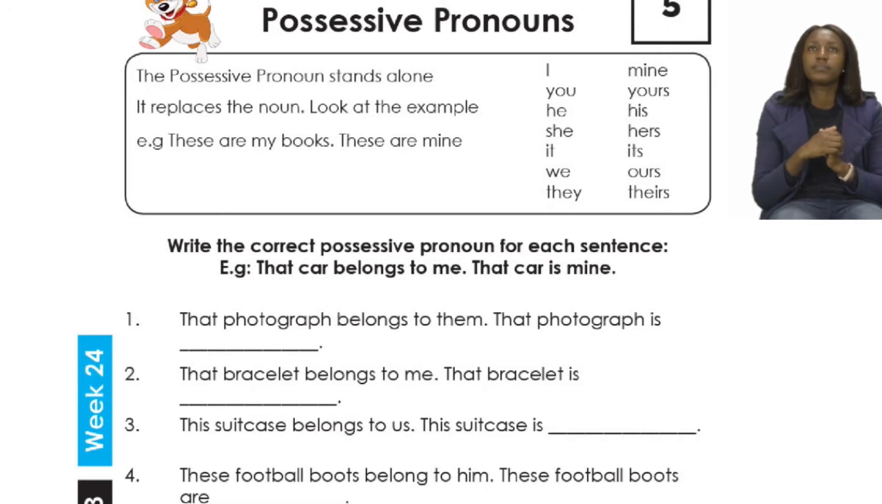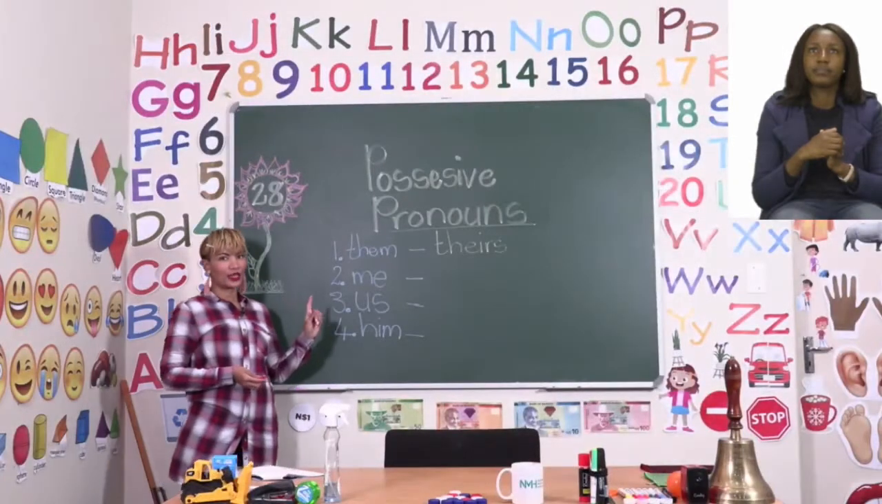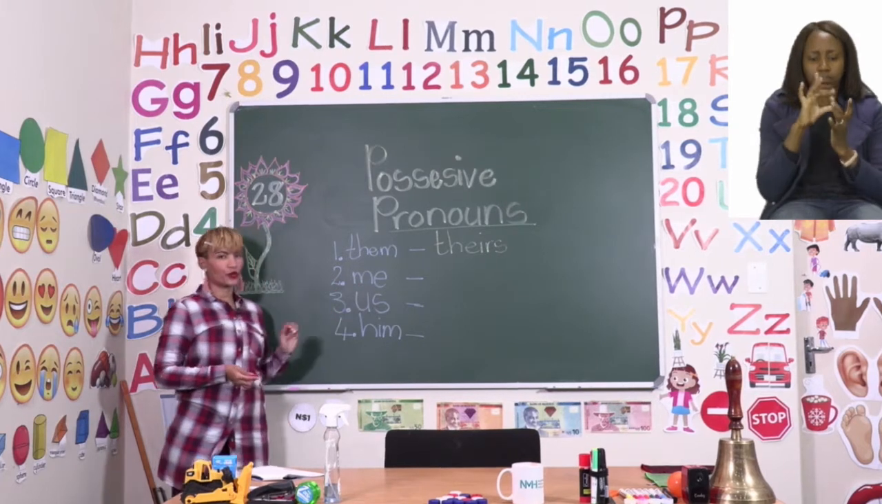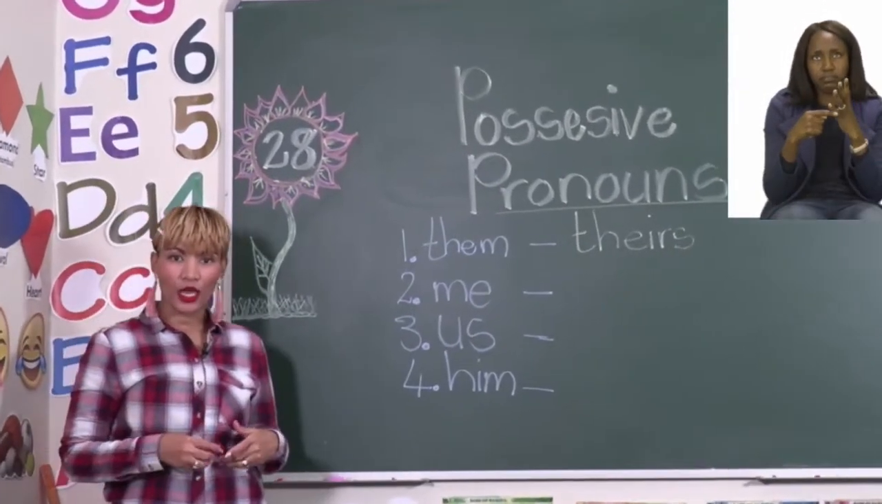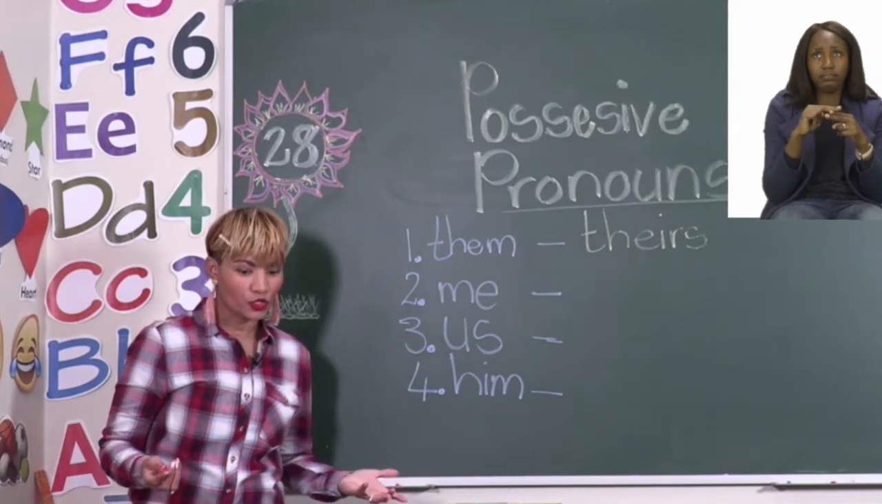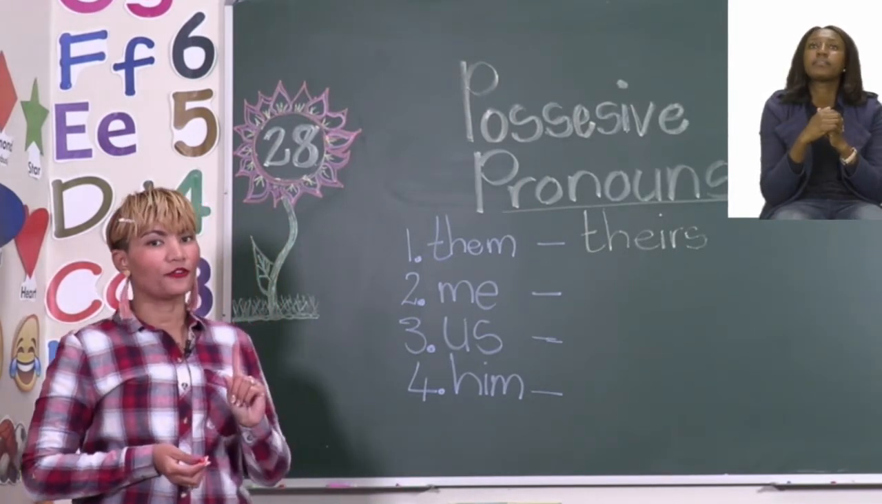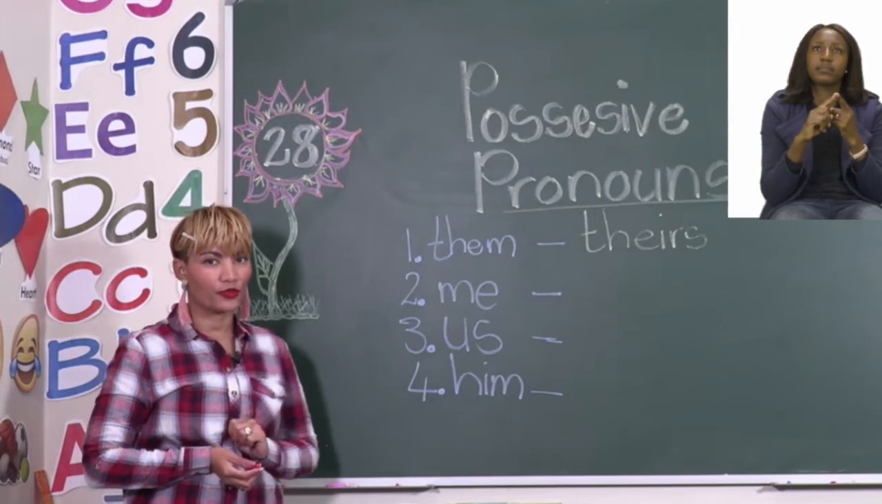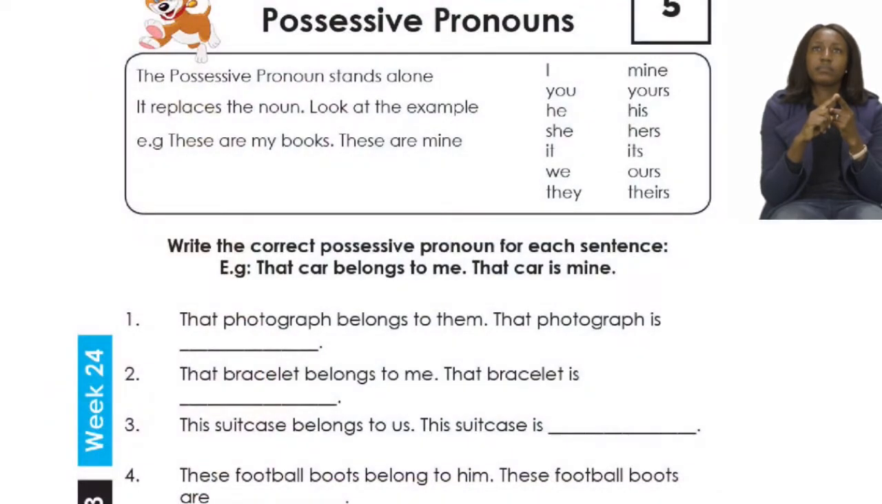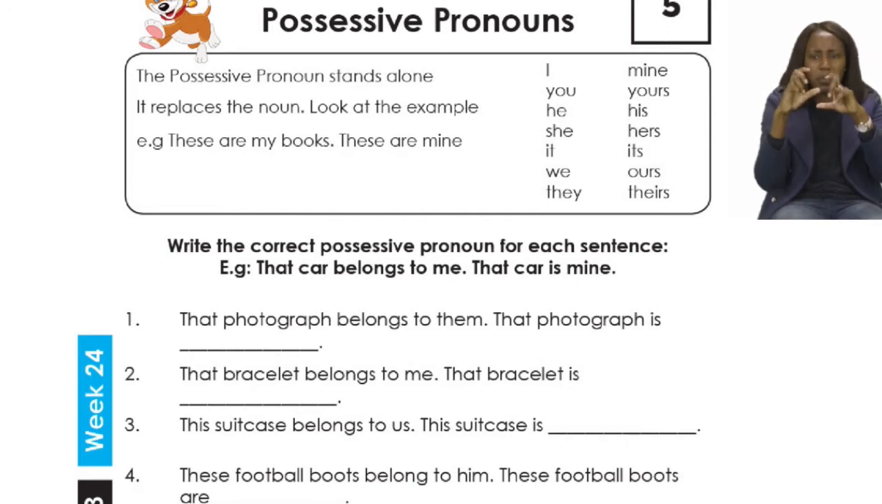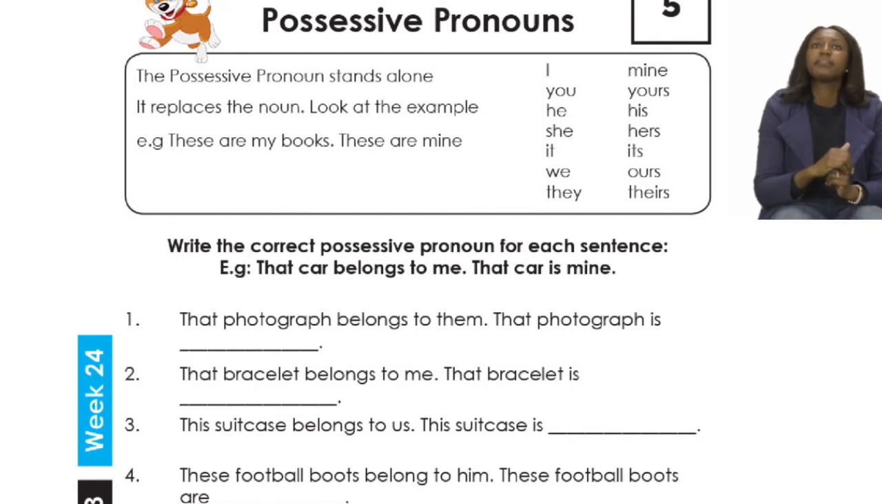Let's quickly have a look at the board. Now what I've done, I just took out these pronouns and we are now going to see how we are going to change them. Now, the first sentence in the booklet, it reads, number one, that photograph belongs to them. That photograph is blank. Okay, so if it says that photograph belongs to them, then what will we put in here?